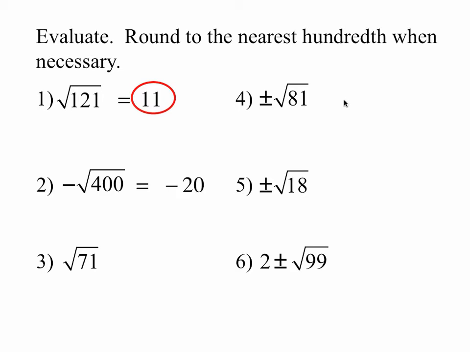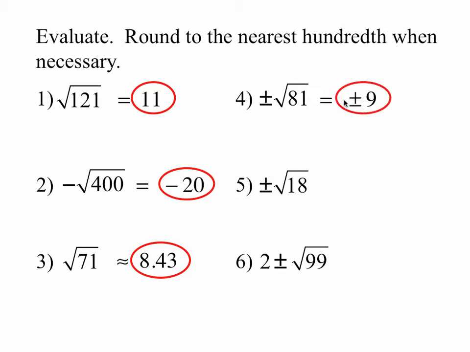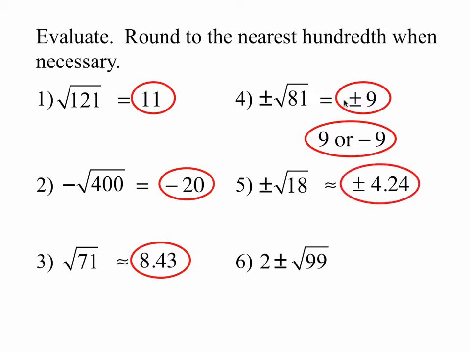Number 3, again, it falls between, let's just jump right to number 4. When you get something like this, it means positive or negative. So when I'm looking for the root of 81, I'm looking for the positive root and the negative root. So we would write plus or minus 9. Same way to say positive 9 and negative 9. Number 5, we're going to estimate it. So the square root of 18 falls between 4 and 5, and so we're going to say it's plus or minus 4 and 24/100ths.